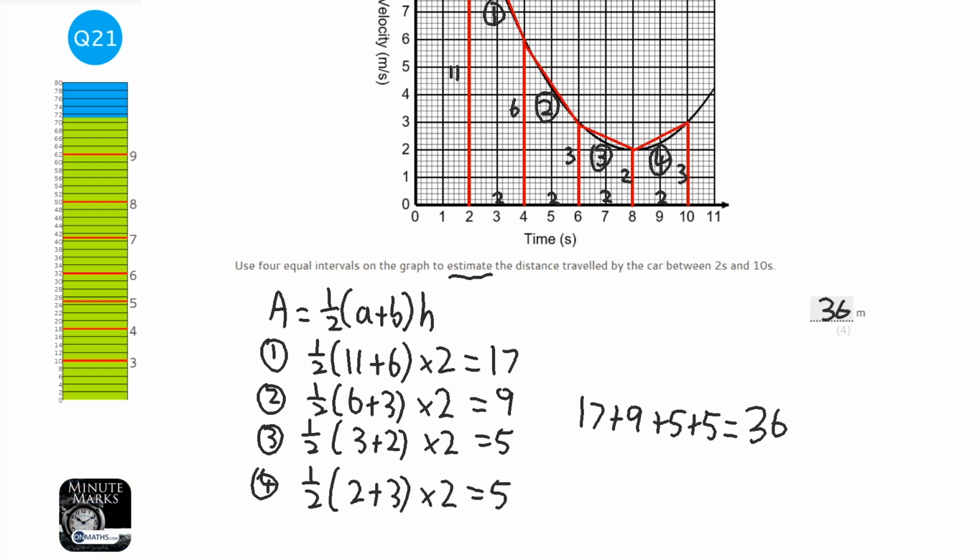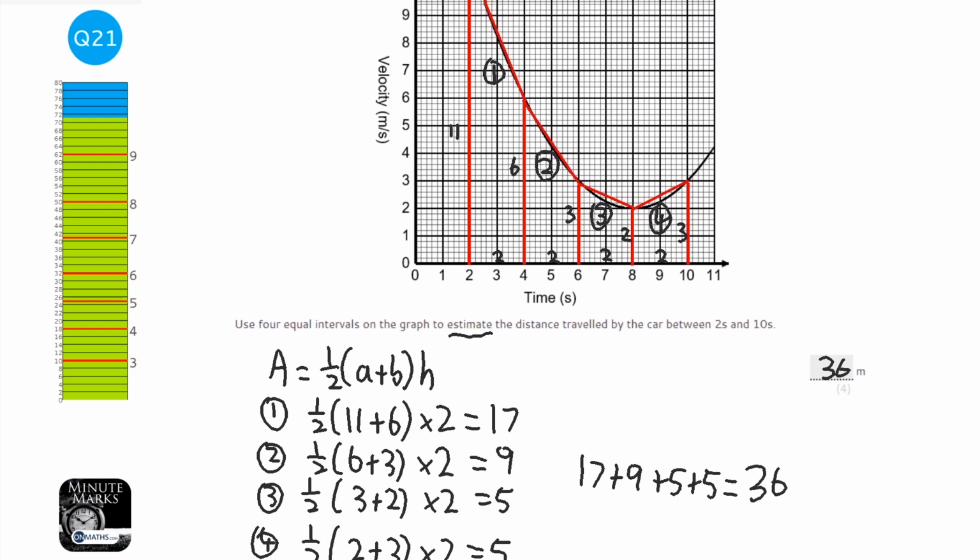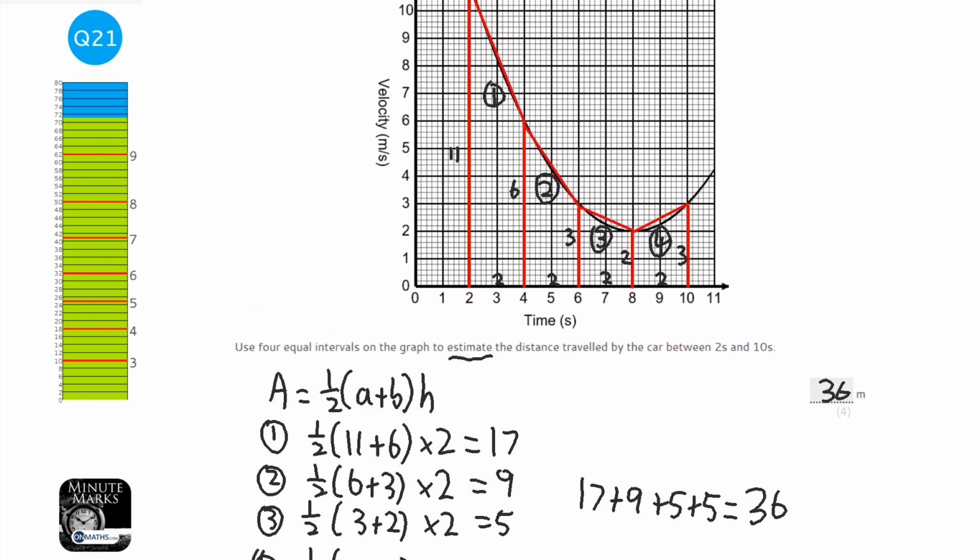Now, commonly with this question, you're also asked whether it's an overestimate or underestimate. If you have a look at the trapezium, this bit here and this bit here, we've counted that as area, and actually there are little thin strips down here that we've counted as area that actually isn't area, so this one will be an overestimate. If your trapezium goes the other way and it doesn't quite hit the curve, then it's going to be an underestimate.